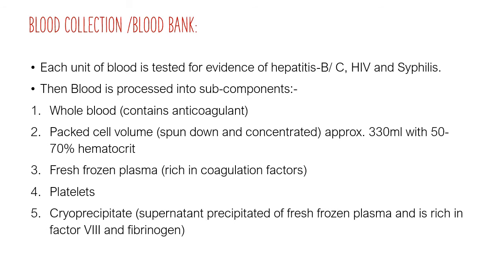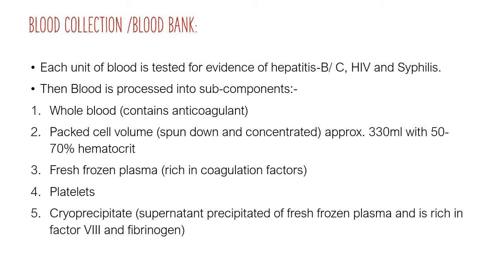Then next is packed cell volume. So what is this? This is the concentrated form of cells which are spun down. That means they are centrifuged. Approximately 330 ml with 50 to 70% hematocrit. That means the cell volume is 50 to 70%. They are stored in a saline adenine glucose mannitol solution to increase their shelf life to 5 weeks, and they are also stored at 2 to 6 degree centigrade.